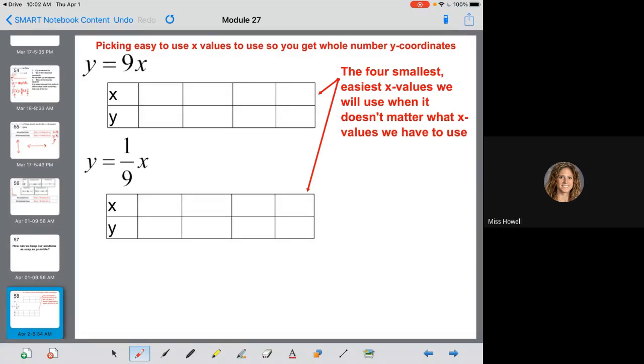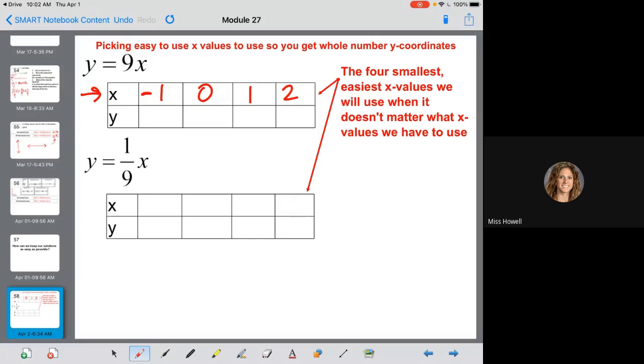We're going to pick out the 4 smallest, easiest to use x values so that we don't get decimals or fractions for our y's. So remember, my suggestion to you is I want one of these x values you're picking for your table here to be a negative. So -1, 0, 1, and 2 would be probably the 4 smallest, easiest x values to use. It doesn't matter what our x values are, but my suggestion would be to pick those.